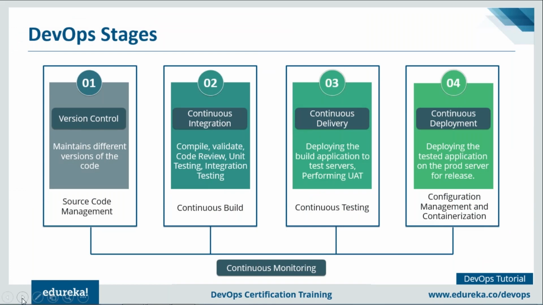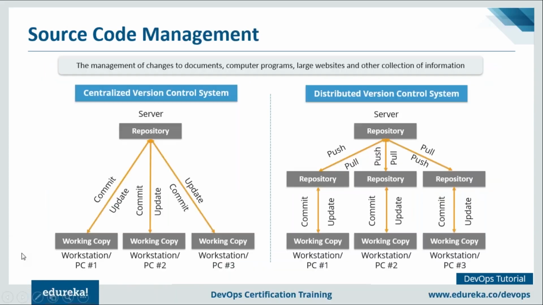We are going to discuss each of these stages one by one, starting from source code management, also called version control. Now, what happens in source code management? There are two types of source code management approaches. One is called centralized version control, and another one is called distributed version control.